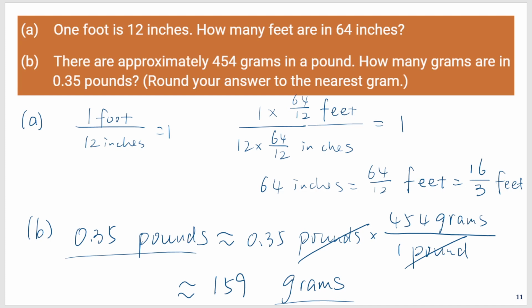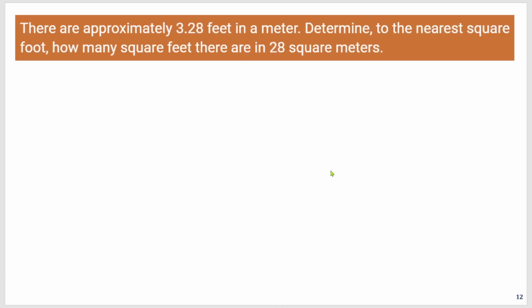Do you get it? Again, this is just an approximation, not an exact answer. Any questions? Okay, if not, let's have a look at the next one.